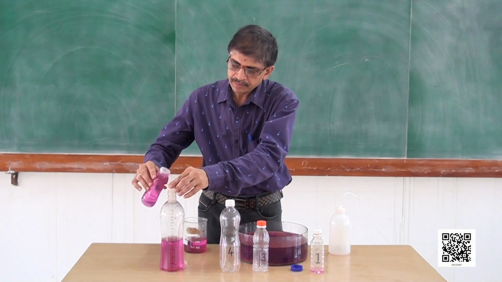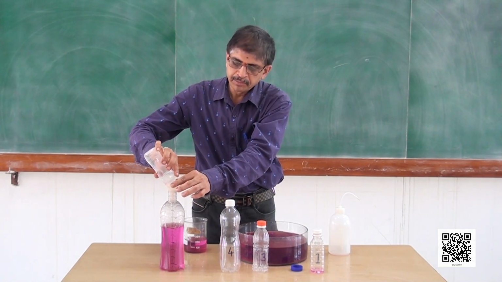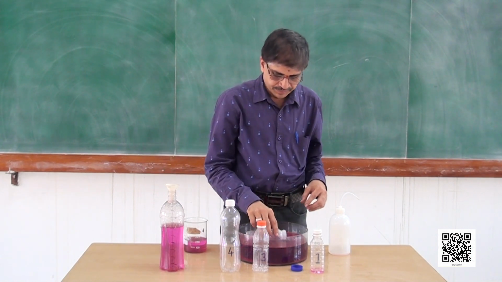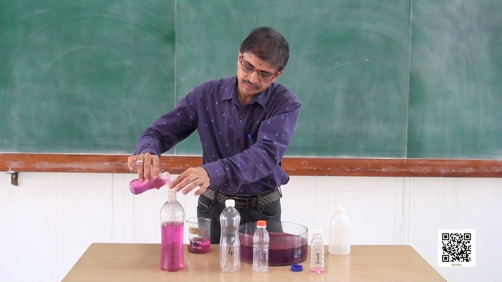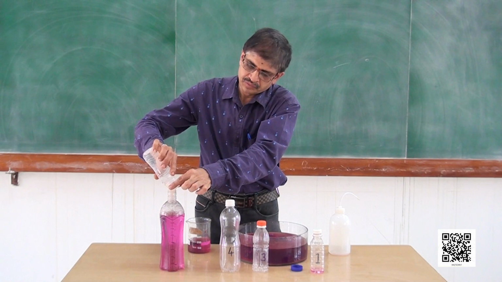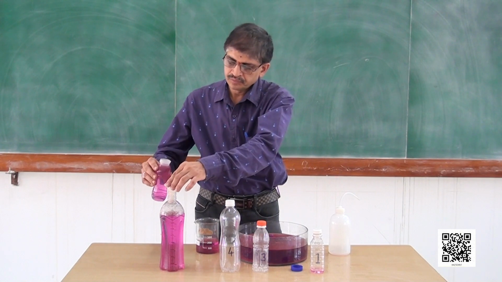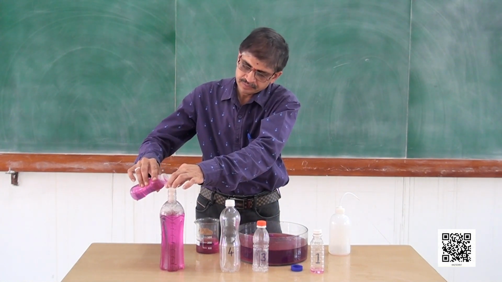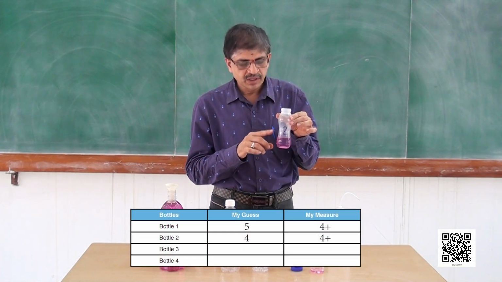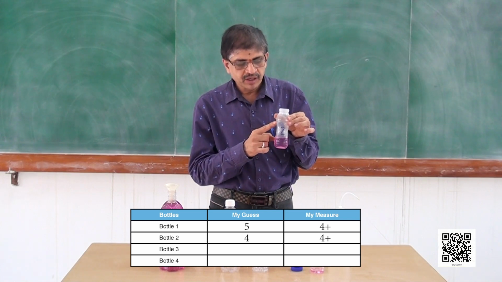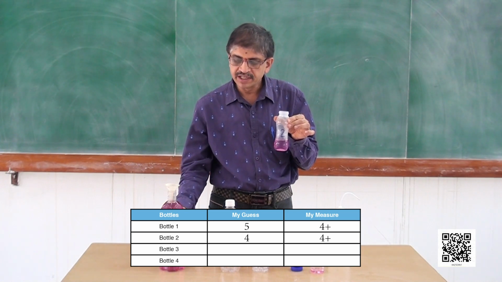Third time I am pouring. Please remember, we poured 3 times. This is the fourth time I am pouring. Now this is the fifth time. So with this bottle number 2, we poured 4 full bottles and the fifth bottle up to here to fill this 1 liter measuring bottle.